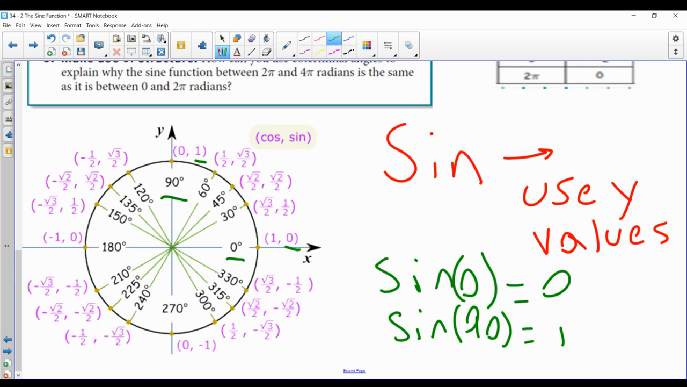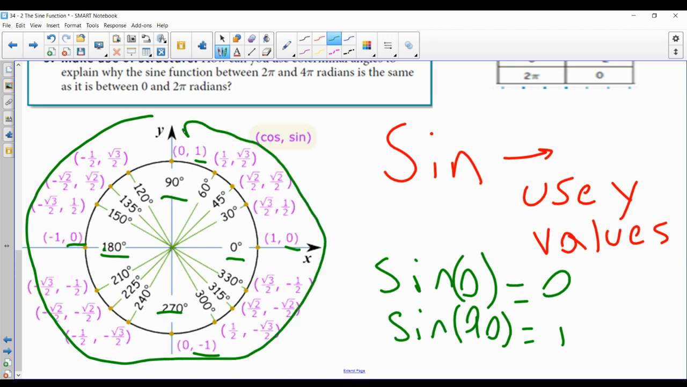Now, with that being said, we have to understand what a circle does. At some point, you're going to go around the circle. At 180, you would have 0. At 270, you would have -1. And then eventually you reach back to 0. So you're going in this constant rotation with all your y values.